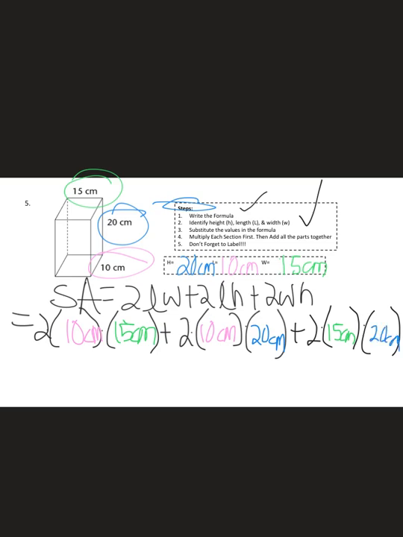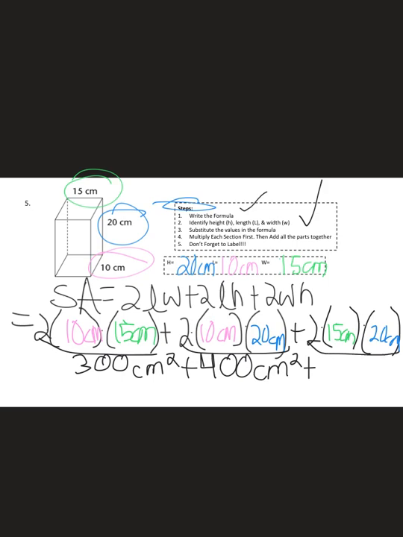Now step 4, we're going to multiply each section first, and then we're going to add all the parts together. So let's go ahead and multiply the section first. What's 2 times 10 centimeters times 15 centimeters? That gives us 300 centimeters squared. And then we'll do this section. What's 2 times 10 centimeters times 20 centimeters? That gives us 400 centimeters squared. Make sure you put the plus after. And then our last section, what's 2 times 15 centimeters times 20 centimeters? That gives us 600 centimeters squared.